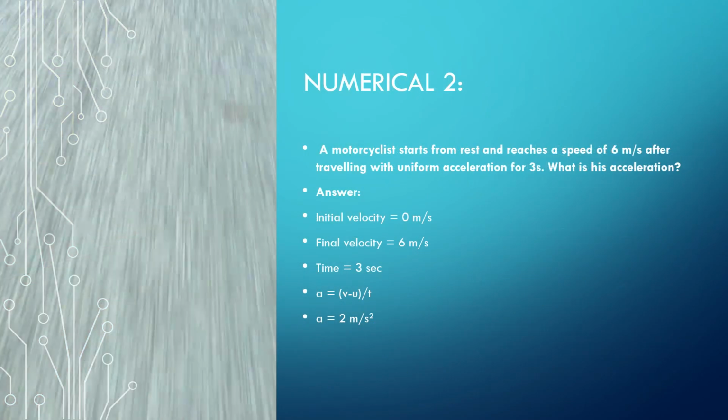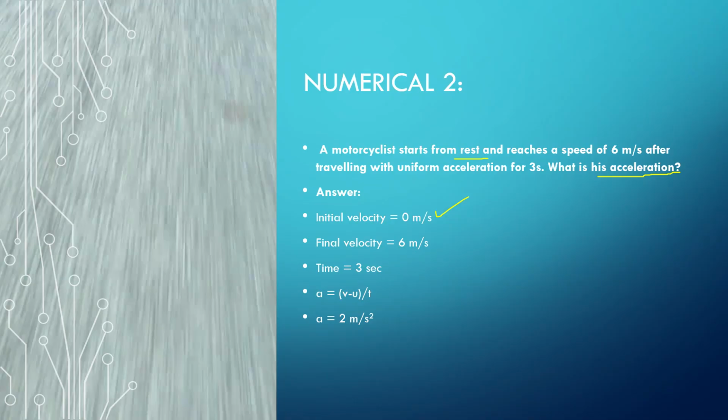Numerical number 2. A motorcyclist starts from rest and reaches a speed of 6 meters per second after traveling with uniform acceleration for 3 seconds. What is his acceleration? Now here you can pause the video and just try to calculate, because here they have only asked us acceleration. What is the first step you have to do? Write what is given. Initial velocity. Now why is initial velocity 0, kids? Here you have to understand, a motorcyclist starts from rest. That means the motorcycle was at rest, that is, its initial velocity is 0.